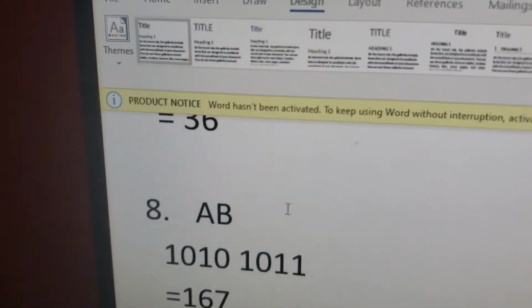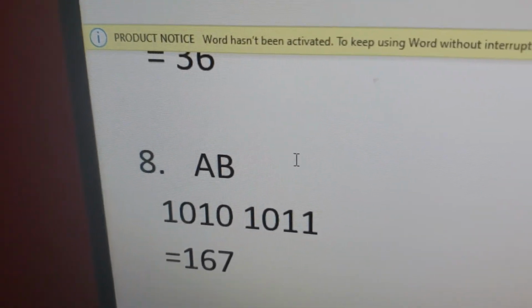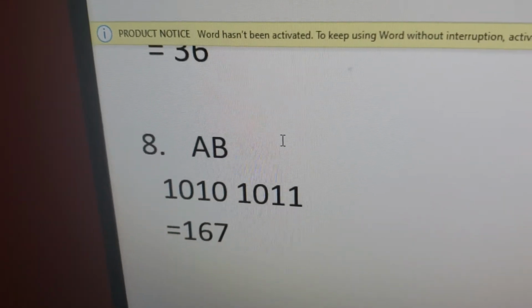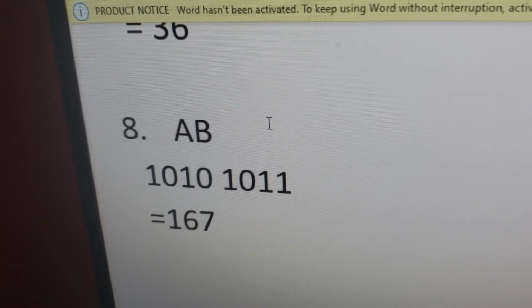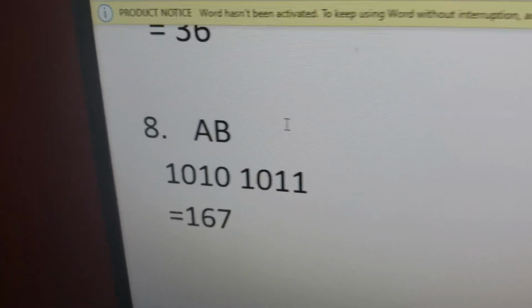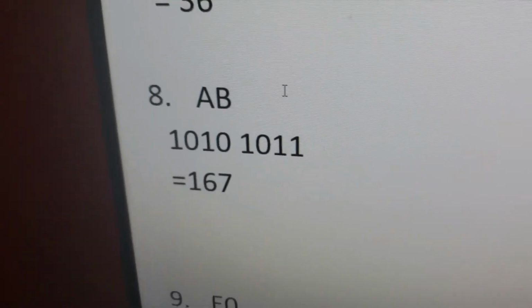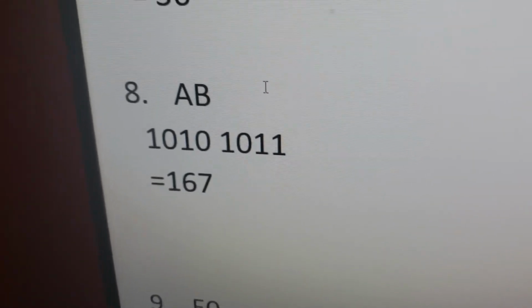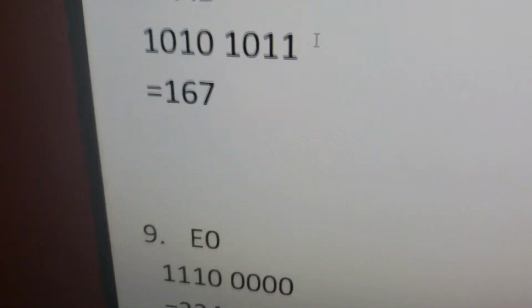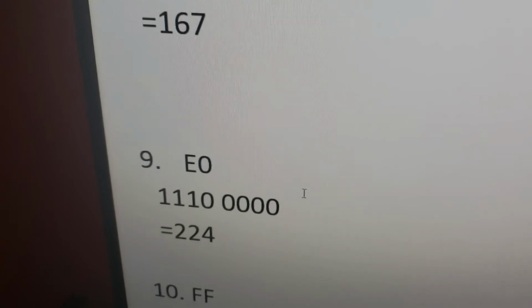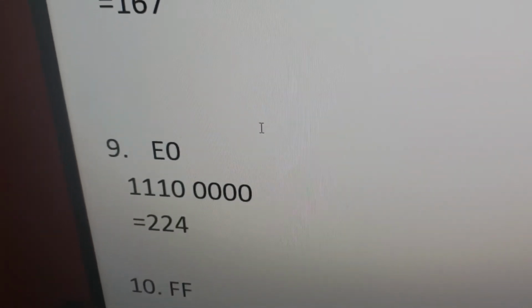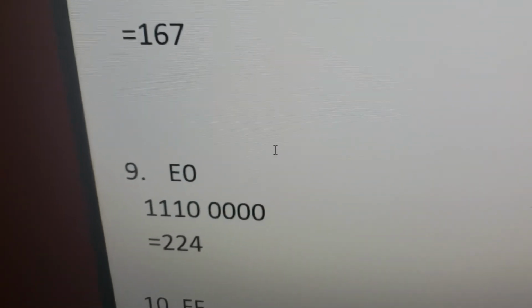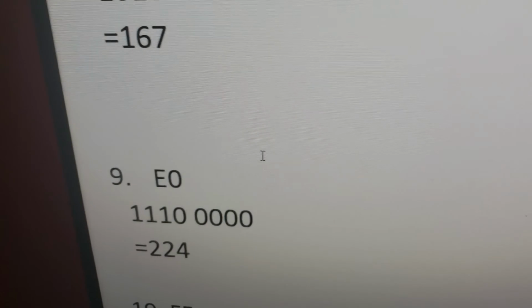Now for 8, we got 2 letters. A equals 10 and B equals 11. For A, we will turn on the 8-bit and the 2-bit to equal 10. And for the B, we will turn on the 8-bit, the 2-bit, and the 1-bit. After adding all the bits that are turned on, which is 128 plus 32 plus 8 plus 2 and 1, that would give us 167. For number 9, E0, we got another 0. E is 14, so for E we're going to turn on the 8-bit, the 4-bit, and the 2-bit, and we won't turn on any bits for 0. So now all we gotta do is add 128 plus 64 plus 32, and that will equal 224.